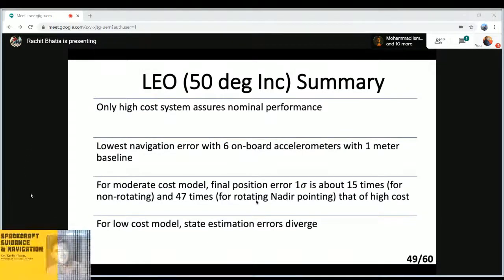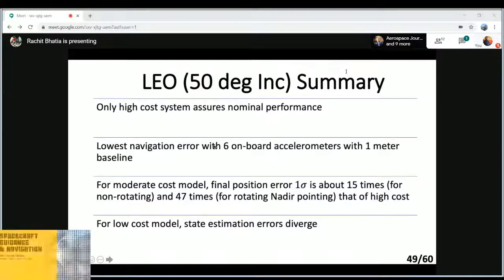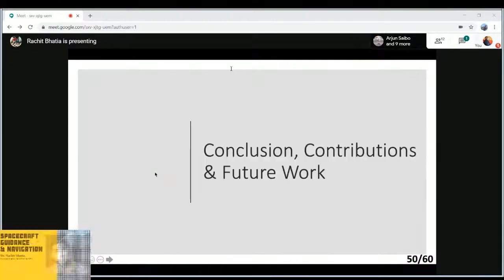In the end, I will present the summary of the results. We have seen that only the high cost system is performing great. When I do it for moderate cost and low cost, the performance is not so good. For moderate cost, the position error is 15 times that of high cost for non-rotating, and 47 times for rotating. Similarly, we have also seen that the best result is from 6 accelerometers with 1 meter baseline, which was expected.